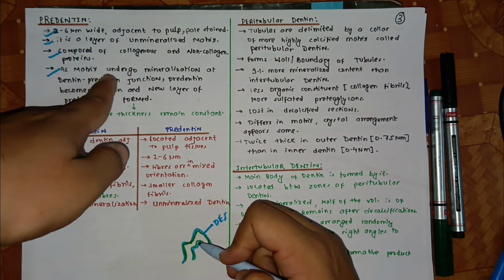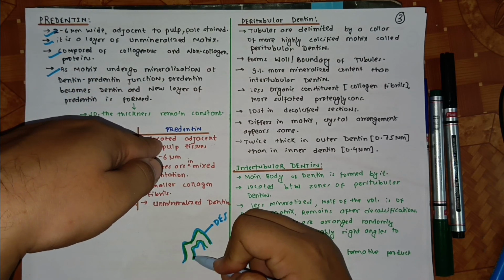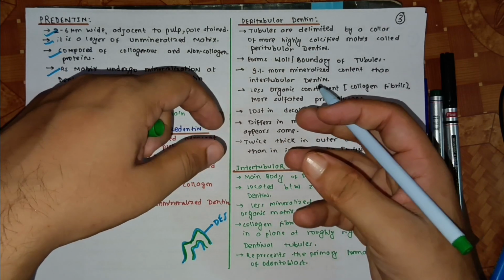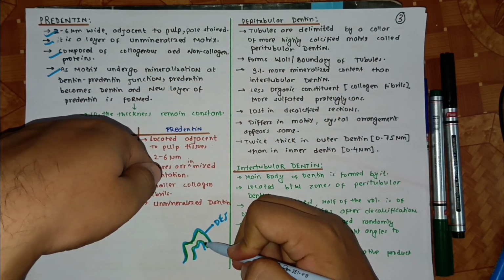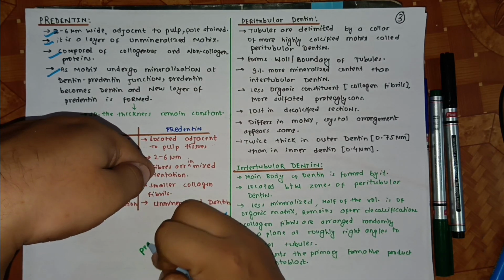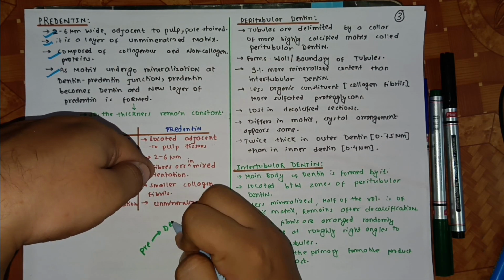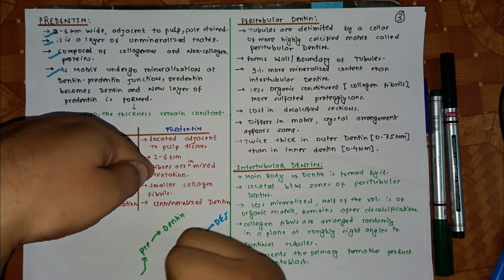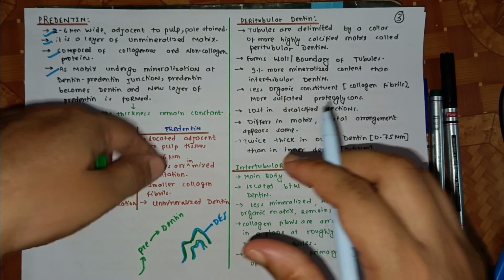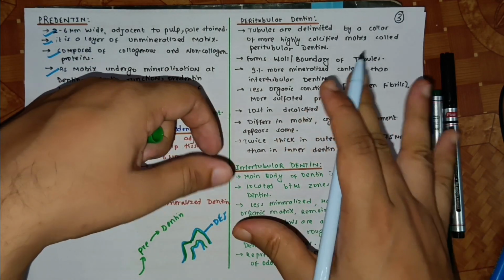As they are matrix, when there is a moving of odontoblast towards the pulpal side, when there is growing of the dentin, this predentin changes into dentin. So predentin just changes into dentin and a new layer of predentin is formed. So the thickness of predentin is always constant.